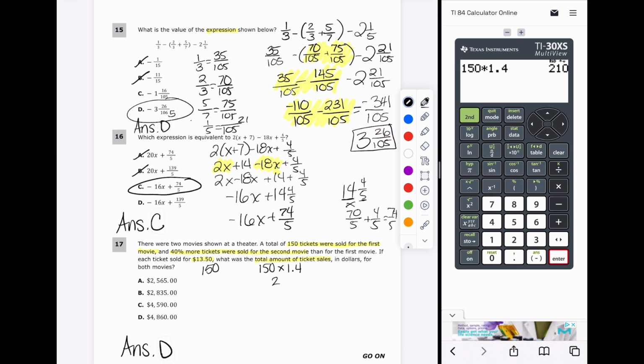Okay, so the second theater sold 210 tickets. And now I can figure out the total price for all of these. So 150 times 13.50 plus 210 times 13.50. Notice with both of them, I'm kind of doing the same thing. So why don't I just combine those together? Instead of doing it 2 different times, I'll just put them together, and that would make 360 tickets altogether.